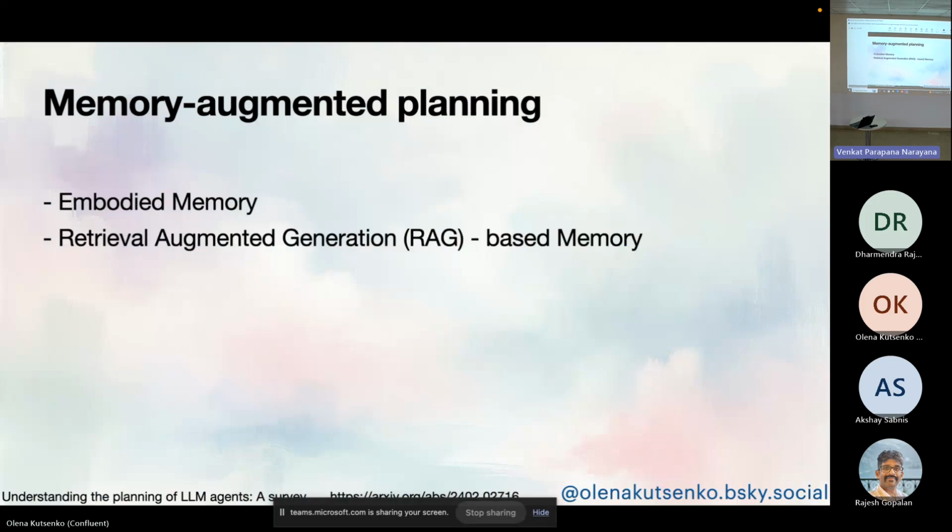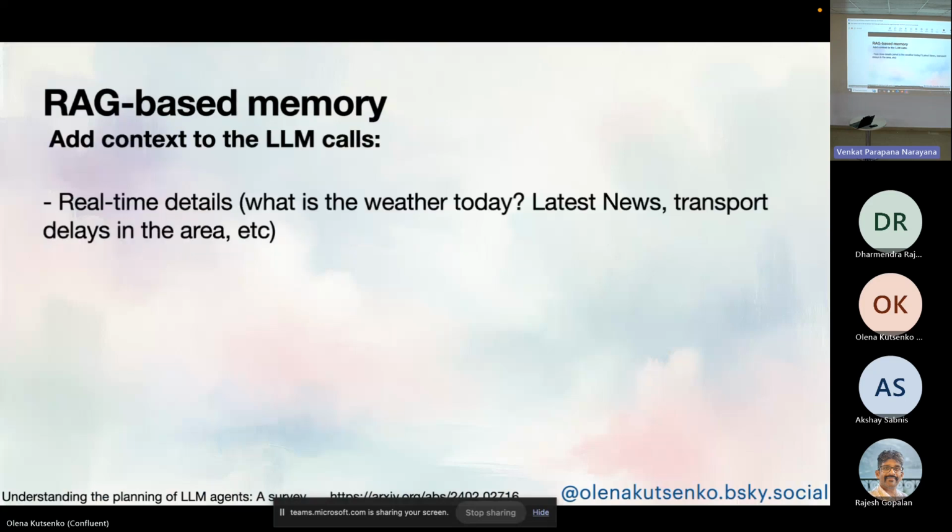And the second one is Retrieval-Augmented Generation. This is where we add context when we are calling the model: we are getting additional information from an external source. So this can be done on the spot. And usually this is done when we want to get real-time details.